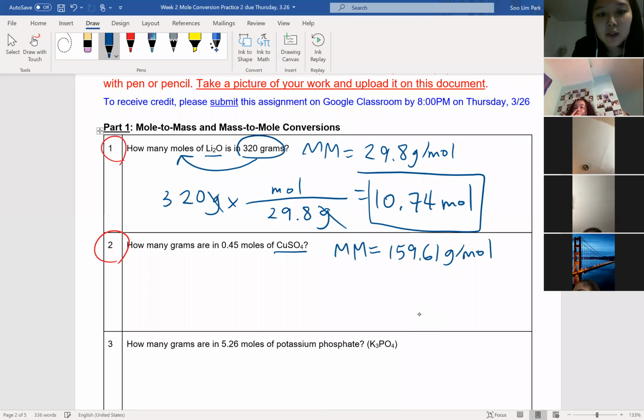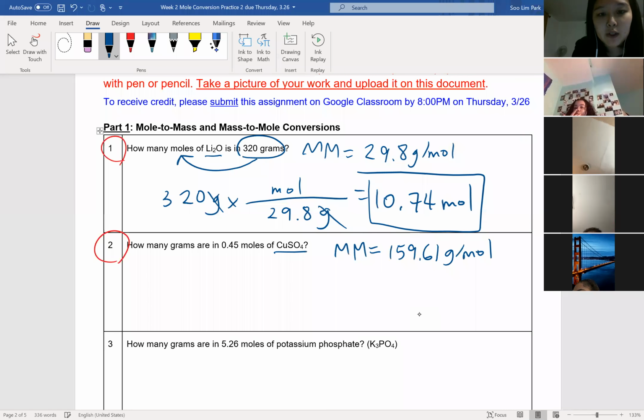All right, so I'm going to plug that into the calculator. 0.45 times 159.61 equals 71.82 grams. All right, so that's what I get. And that's our final answer, 71.82 grams.